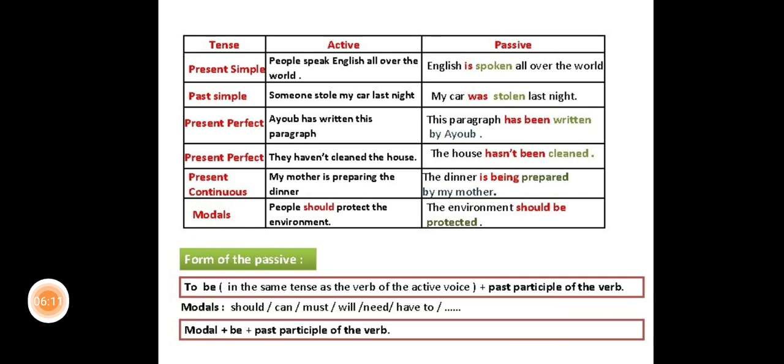Okay. Look at the modals. People should protect the environment. For the modals, it's very easy. I just add be. The environment should be protected, and the verb is still a past participle. To be, in the same tense as the active voice. The modals should, can, must, will, need, have to, then be, and then a verb past participle. The modal verbs as well: just a modal verb, be, and then the past participle of the main verb.